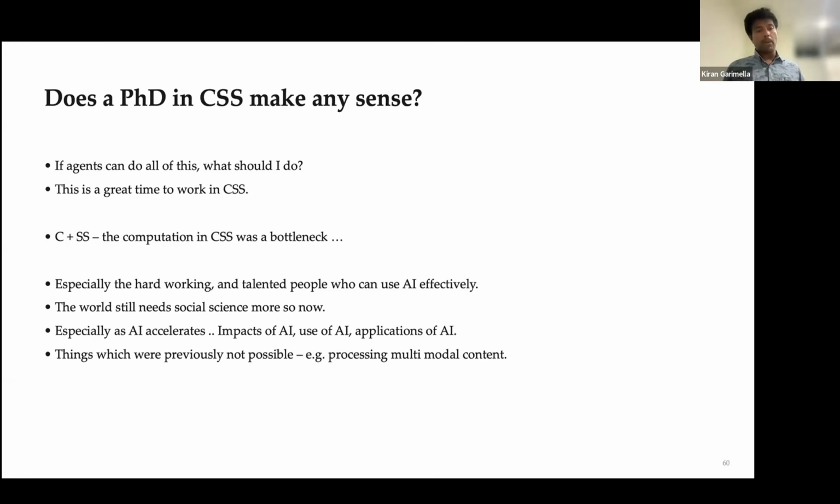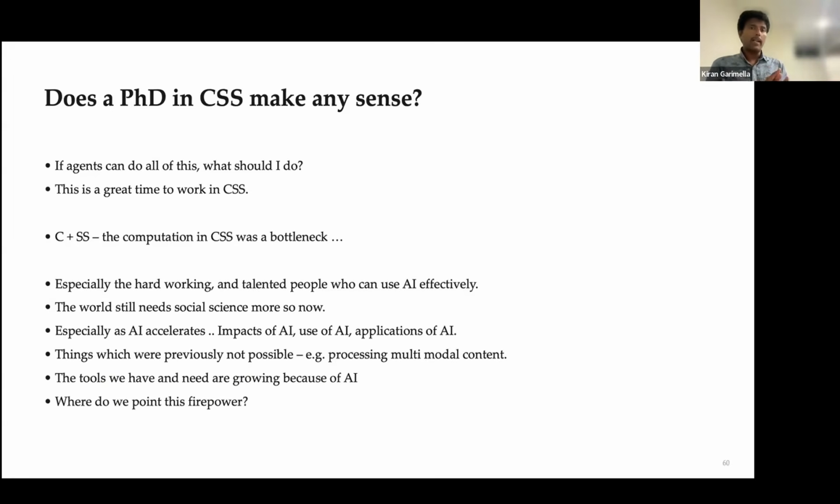Even things which were not previously possible, like multimodal content processing. I've not shown you this, but we are doing a lot of image processing and video processing that are now possible at scale, which were not previously possible because of AI advances in general, and AI agents make that analysis easy. So our task now is to decide where we point this firepower.